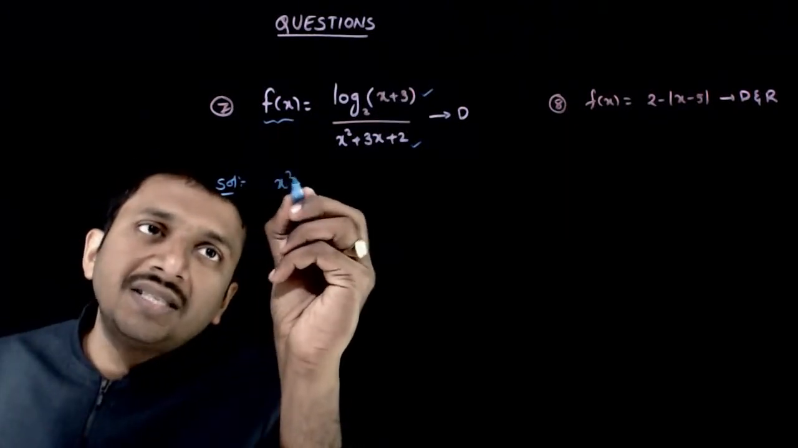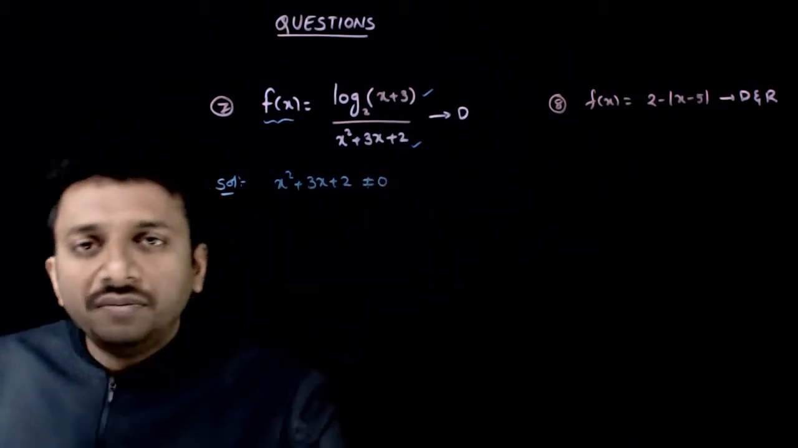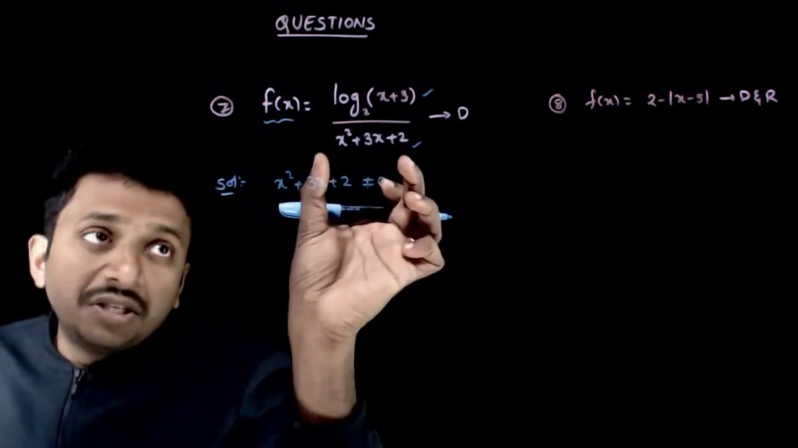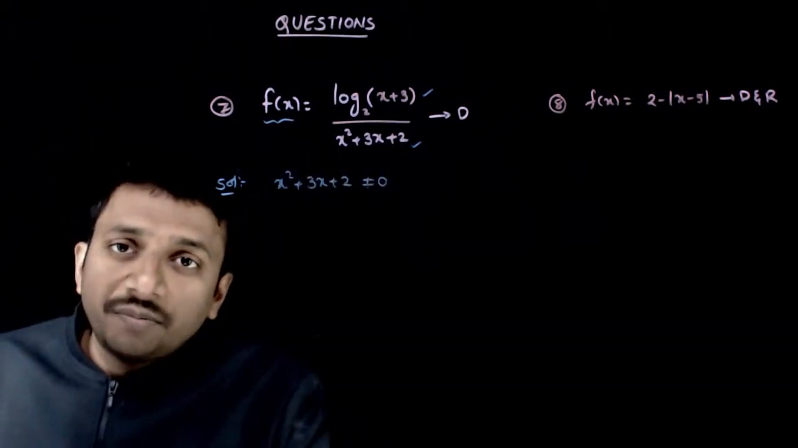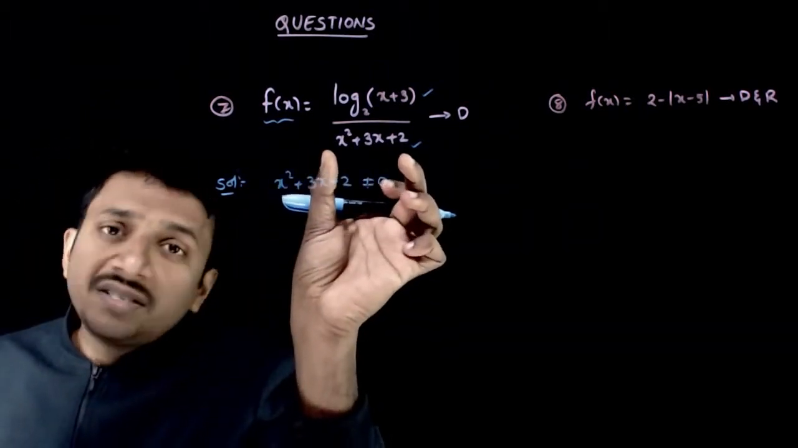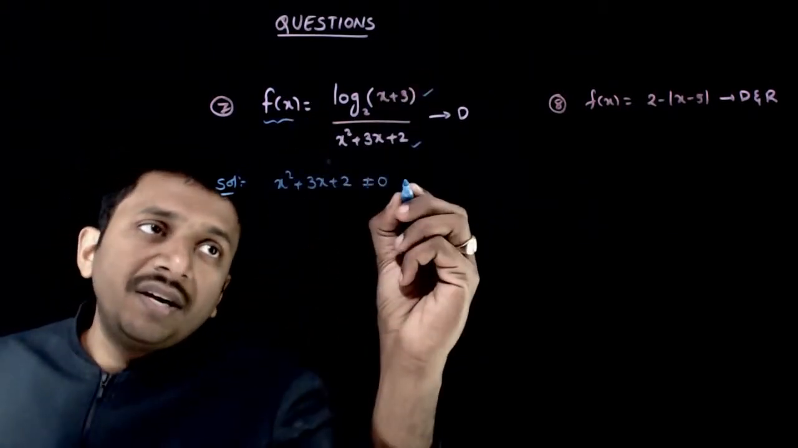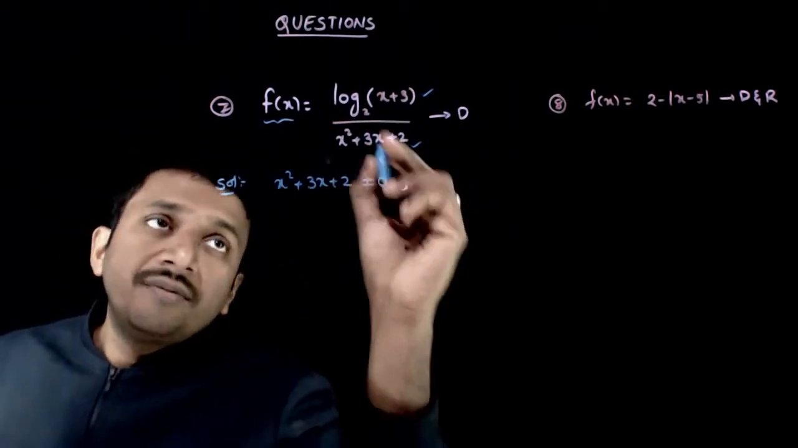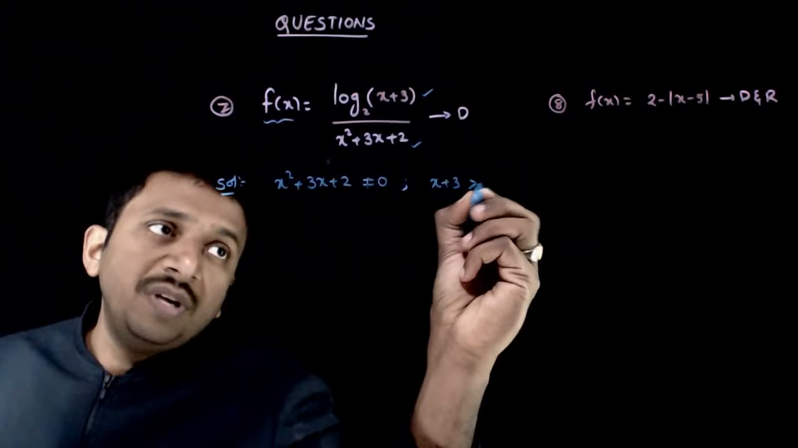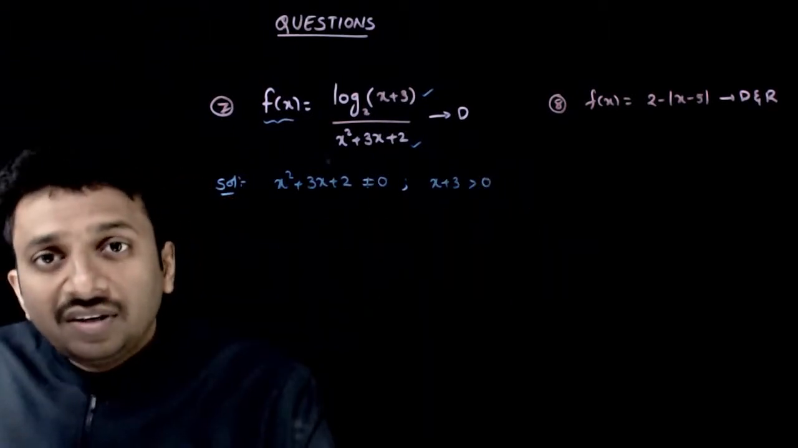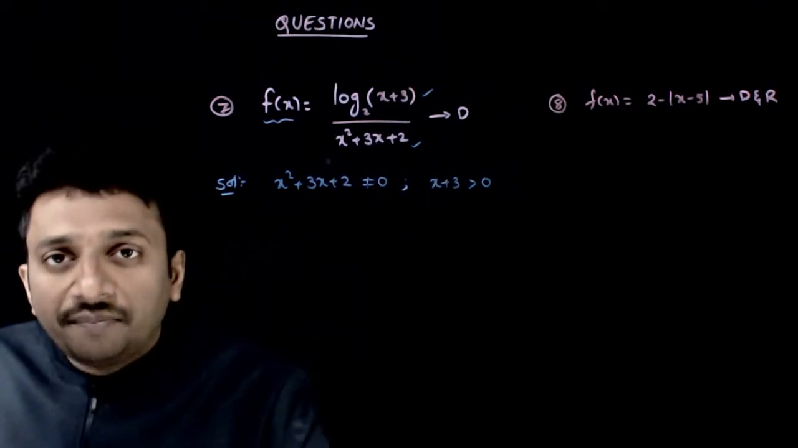The first condition is x square plus 3x plus 2 should not be equal to 0. This is the condition for rationality. The denominator should not be equal to 0. And quadratic wise, this is defined for all real numbers, there is no problem. And if you take the numerator, there is a logarithmic function. For a logarithmic function to be defined, the argument x plus 3 has to be greater than 0. That's the condition for definition of a logarithmic function. So these are the two conditions which need to be valid.